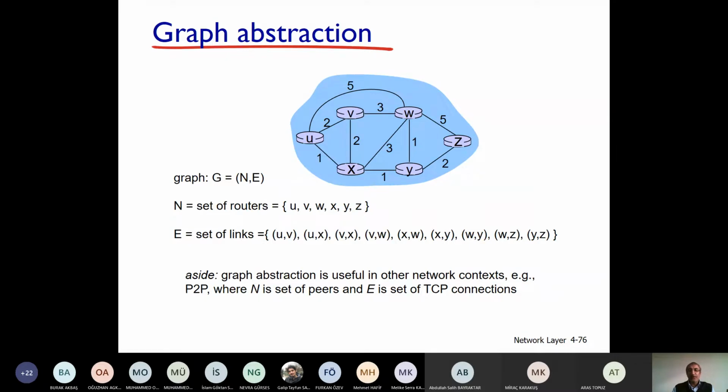E stands for the set of links, in our case the links that connect two routers. So for instance, the UV link, UX link, VX link, VW, WY, XW, and so on. So in this graph abstraction, N is the set of nodes, and E is for the links that connect the routers.